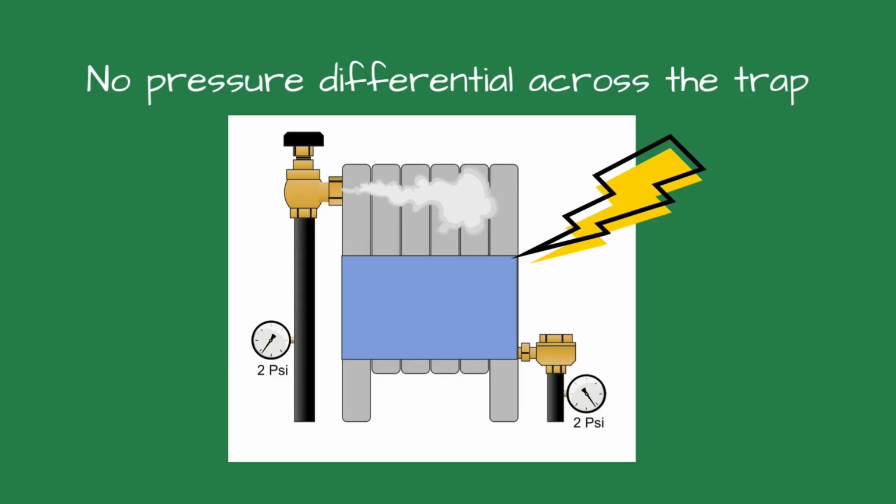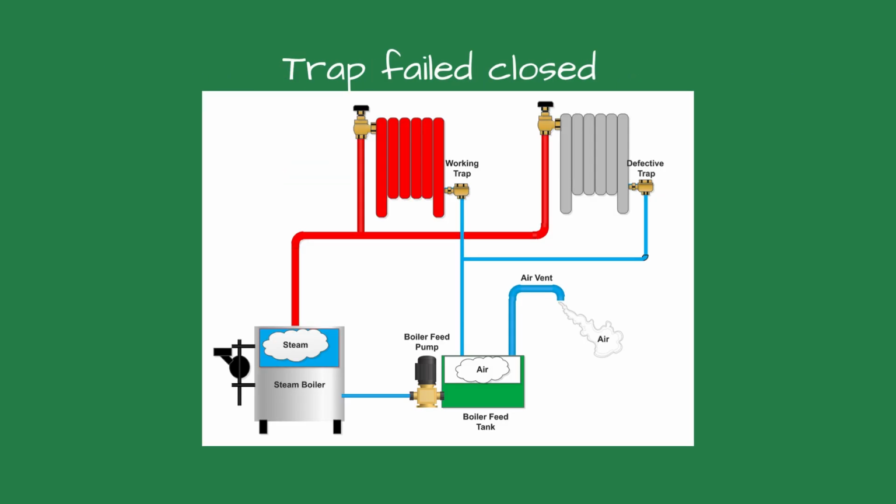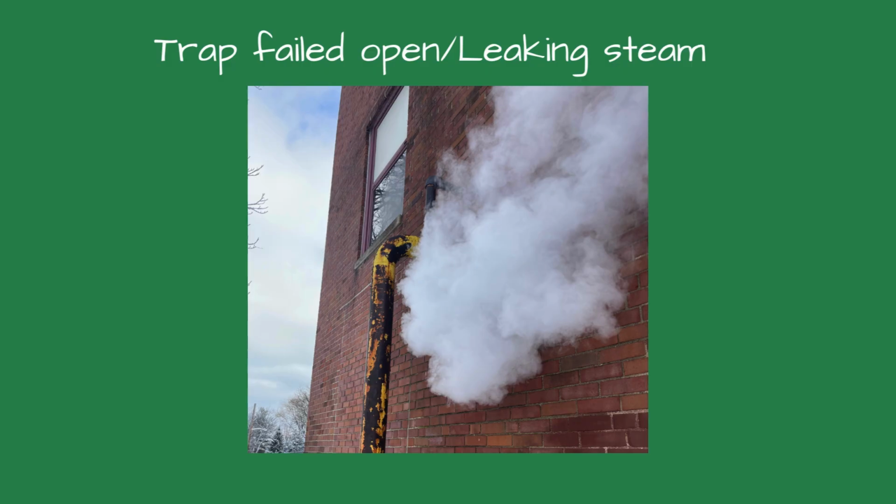When the traps fail, they will either fail to open or close. If it fails to close, you will have a cold radiator or coil. If it fails to open, steam will be coming from the condensate tank vent. These failures are more difficult to find.